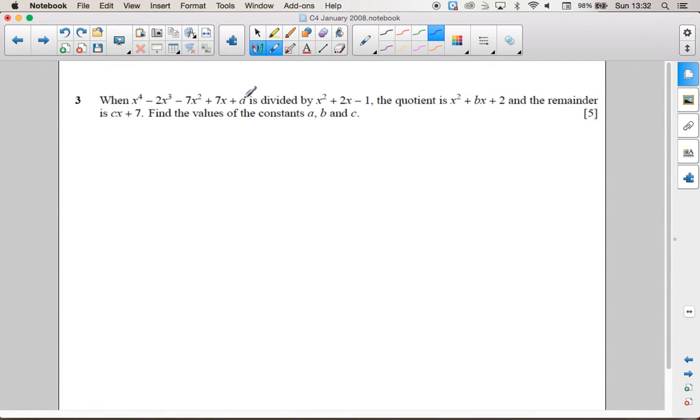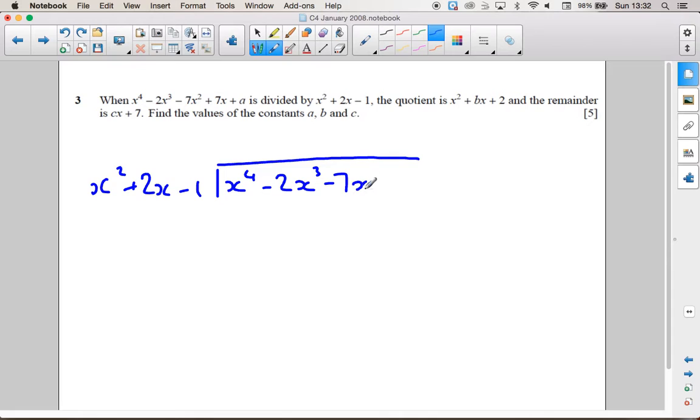Question 3 is your polynomial division question. Now, normally, if they give you a question like this, you would do your division. You'd work through this problem here. But this is not quite a normal polynomial division question because of this a here. That's not too horrendous. We could go through this and work out the quotient and the remainder.